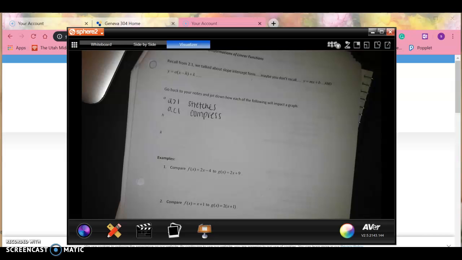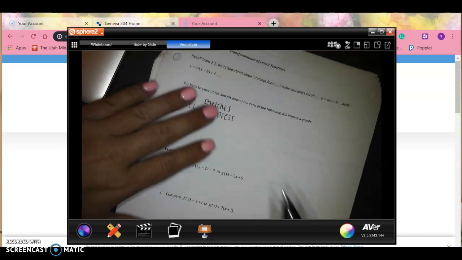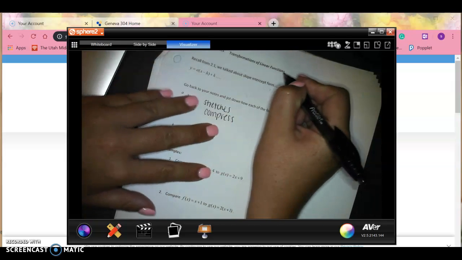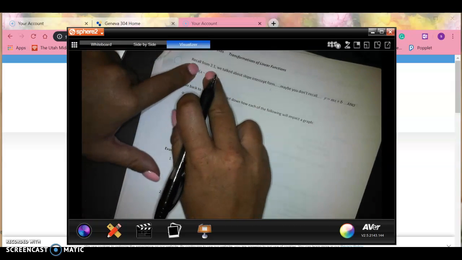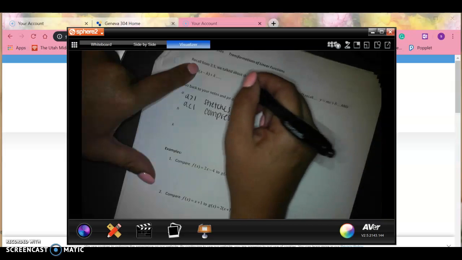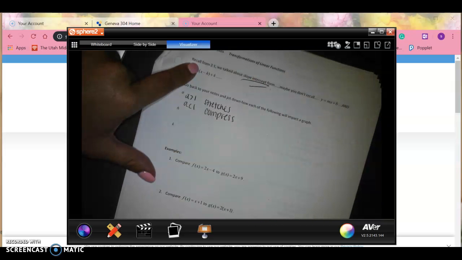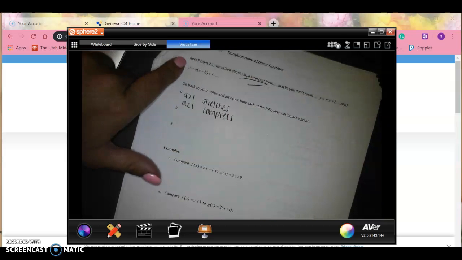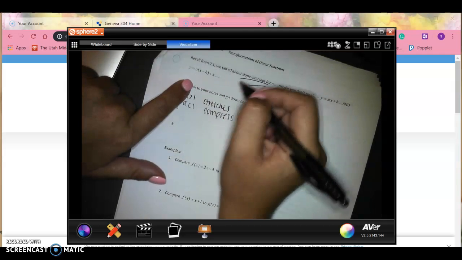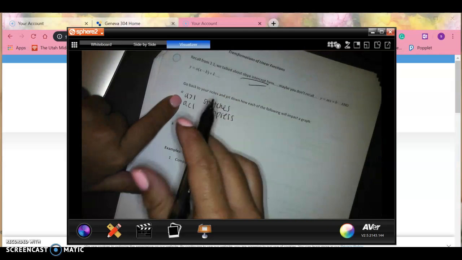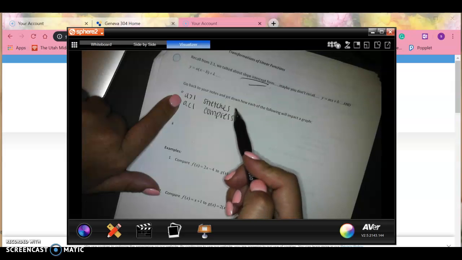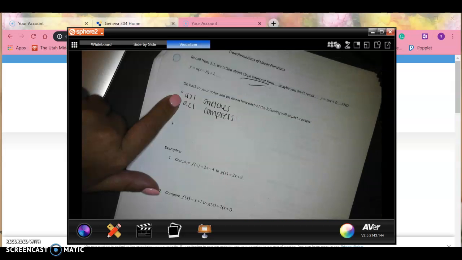Alright, lesson 3.2, 3.3 is all about transformations of linear functions. And we talked a little bit in chapter 2 about slope-intercept form. Maybe you don't recall, y is equal to mx plus b. And then we talked about these values, a, h, and k. Okay, so friendly reminder, if you go back to your notes and jot down how each of the following impact a graph.